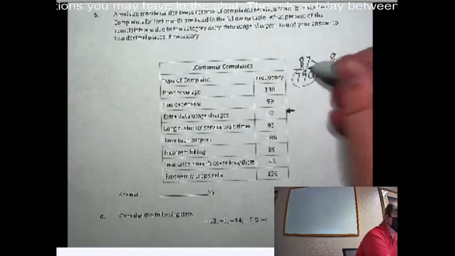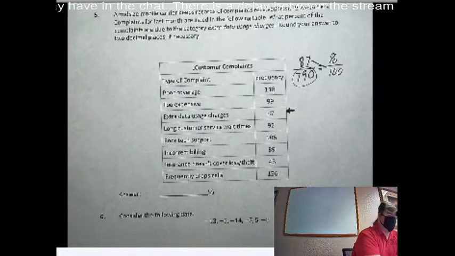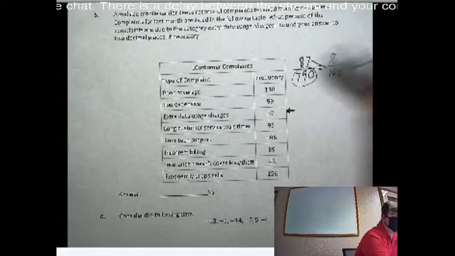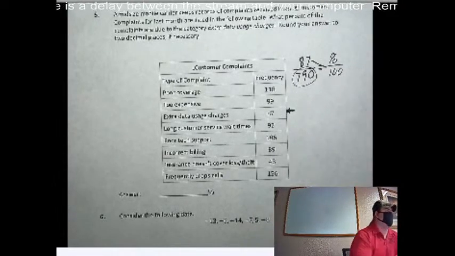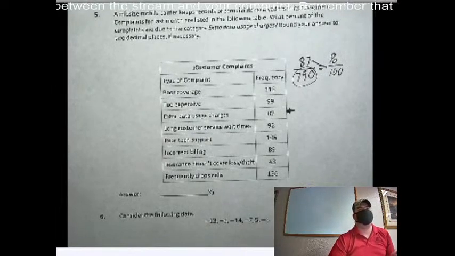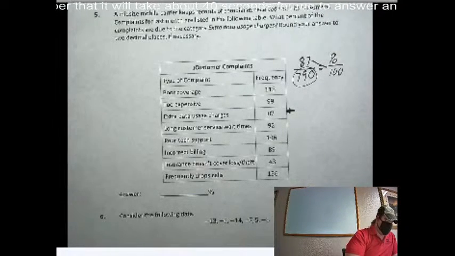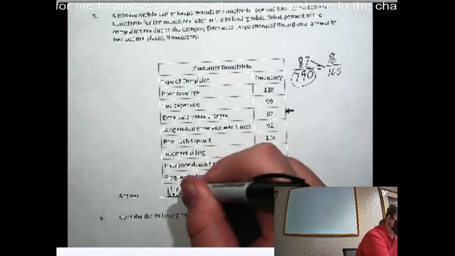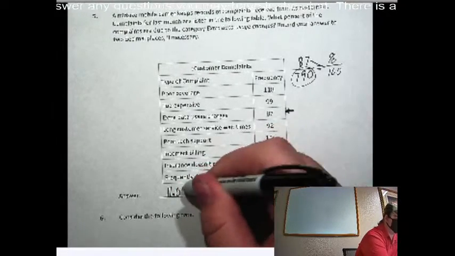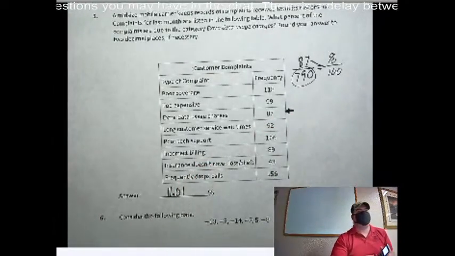So we can multiply 87 by 100 and then divide by 790. Or we can divide 87 by 790 and then multiply by 100. Either way works. They're both the exact same thing, so they'll give you the exact same answer. I'm going to do 87 divided by 790 and then times 100. And that will give me 11.012. So it'll just be 0.1 then.